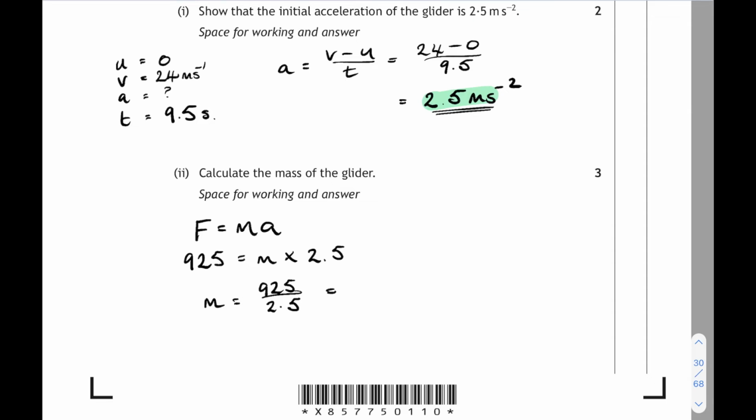And if you do that in the calculator, you'll get an answer of 370 kilograms. That's the mass of the glider.